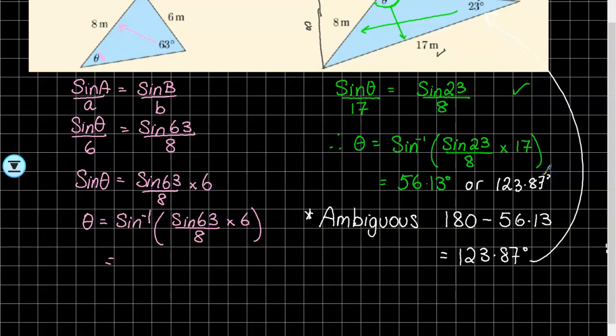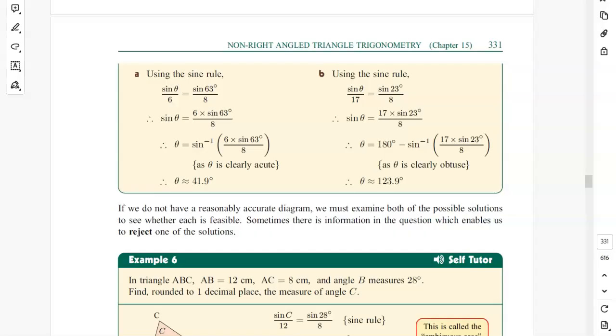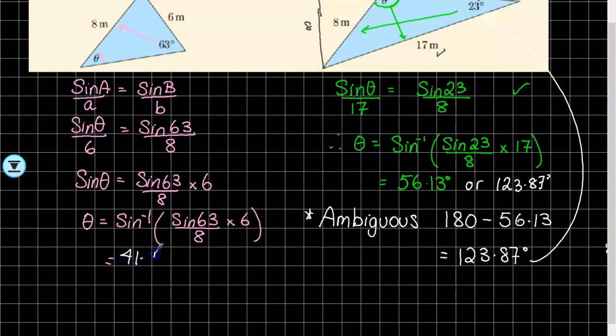Make sense? When we did this one, what was the answer that we got? 41.9. If I do this, I say 180, take 41.9, we get 138.1. So we check 138.1, add on to our angle here. What's 138 plus 63? I don't even have to work out what it is. I already know. That's more than 180. Agreed? So in this case, there are not two solutions. It's just the one.